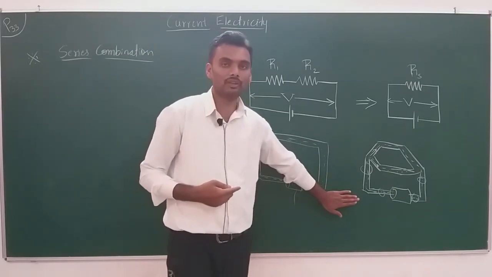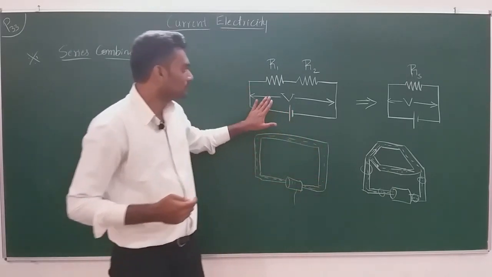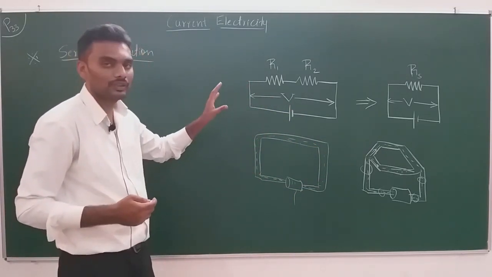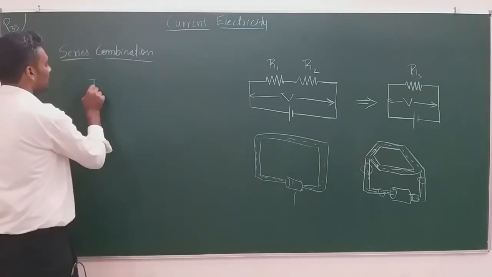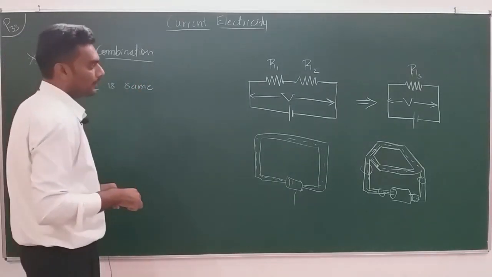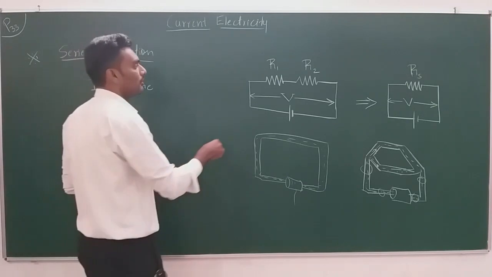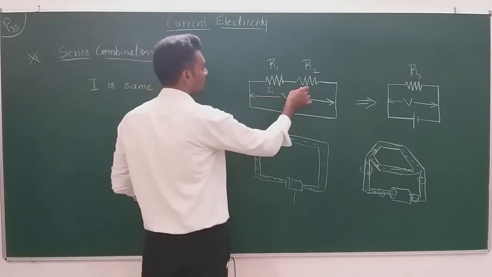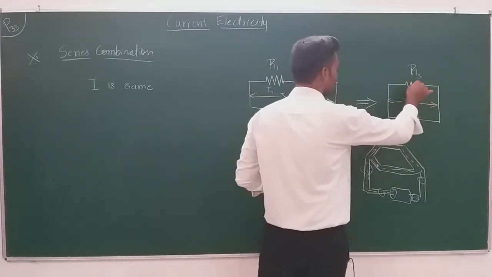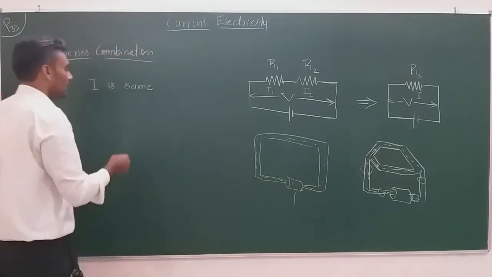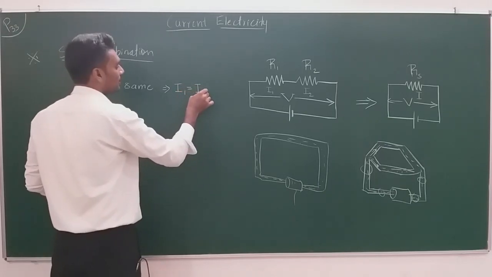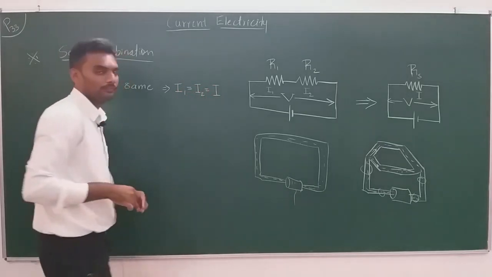I just gave you the example of water flow. Now, in this circuit we got to know that the current in the circuit remains the same. So I is the same, the current in the circuit is the same. If I say I1 is the current flowing in the first resistor, I2 is the current flowing in the second resistor, and I is the current flowing in the equivalent resistor, then I can now write I1 is equal to I2 is equal to I.